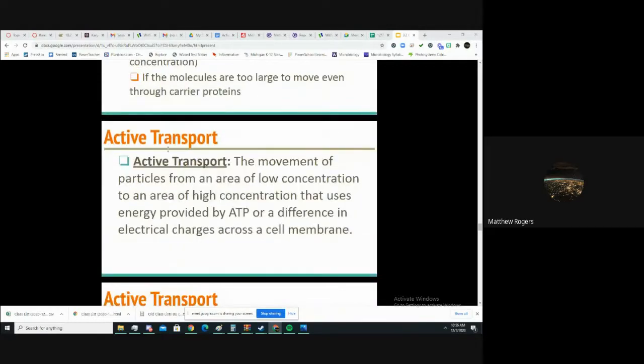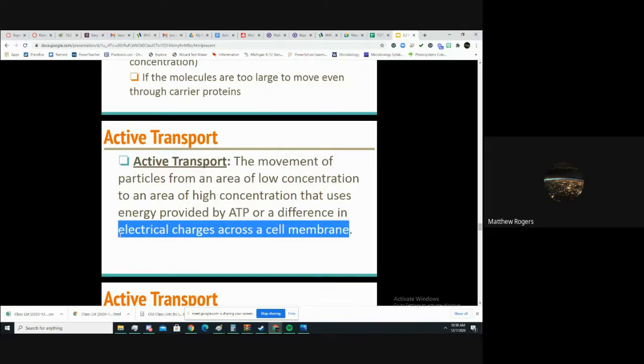So the actual definition of active transport is this: the movement of particles from an area of low concentration to an area of high concentration that uses energy provided by ATP or difference in electrical charges across a cell membrane. We haven't talked about ATP yet. We will in the next couple of weeks. Or electrical charges across the membrane, we'll talk about that in this class as well down the line.